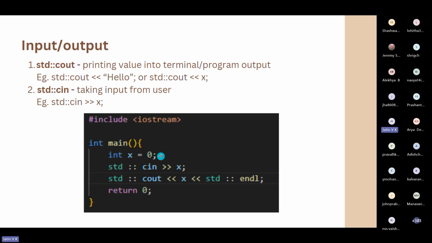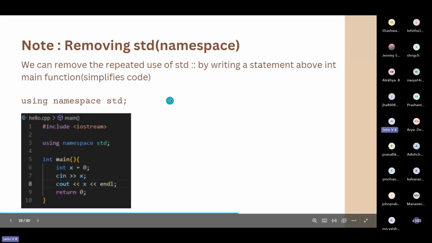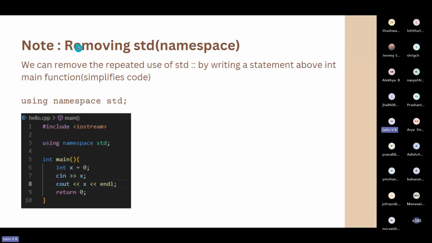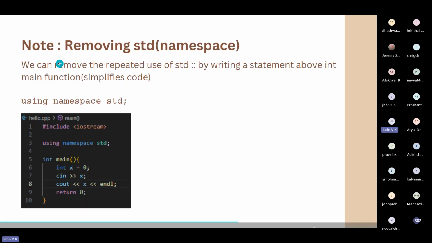So here I'm just inputting the value of x and then outputting the same value of x into the terminal. One note is you can remove this std:: everywhere. You can see here that we are using std::cin, std::cout. We can remove this by using the statement using namespace std. You can search about namespace if you're interested in it.